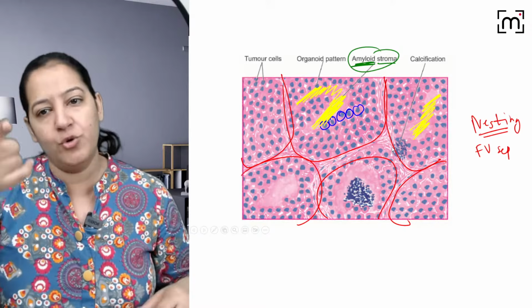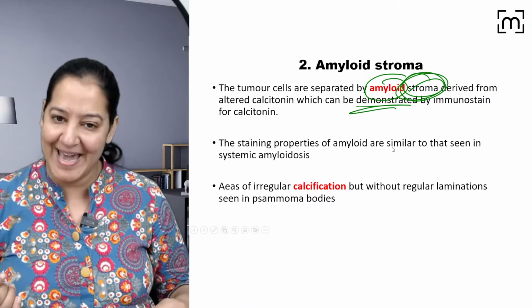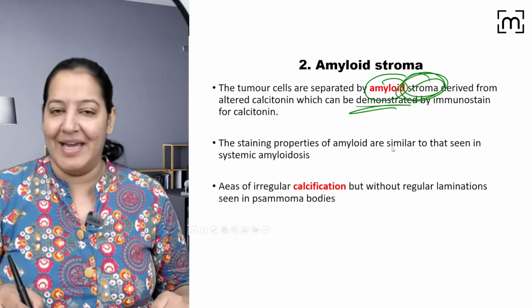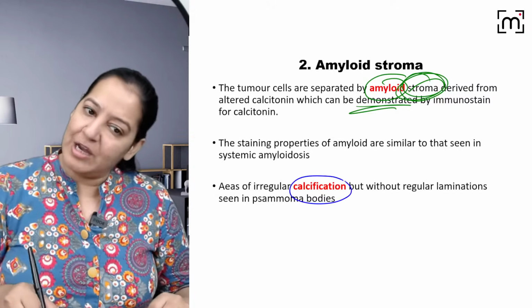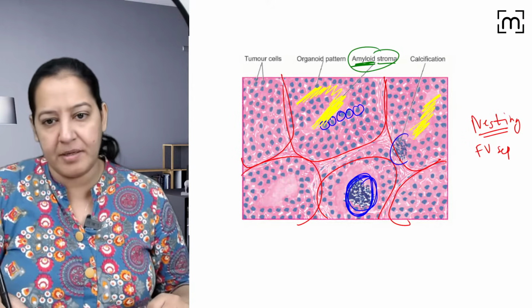So for confirmation, you do Congo red. Give me a thumbs up. Yes, yes. So that is a thing. And here, calcification can also be seen. Can you see here? I can see the calcification, the blue color here.